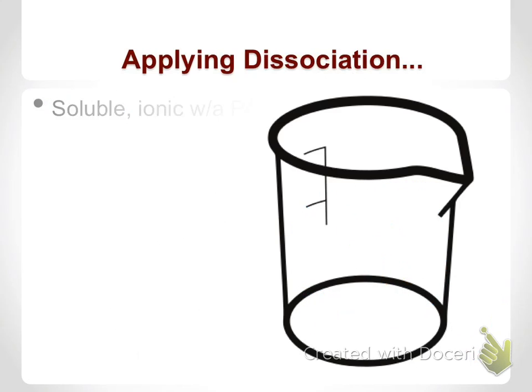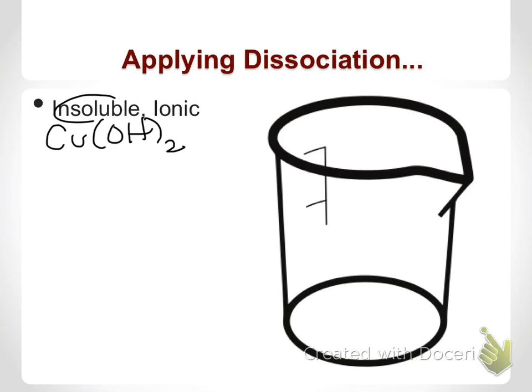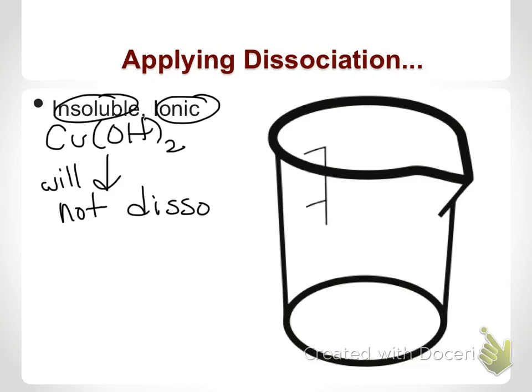Alrighty, moving on here. Let's talk about an insoluble ionic compound. So something like, again, on your solubility chart, you might have something like copper hydroxide. Now, if it's insoluble and it's ionic, that means it's not going to dissociate. So this is a very simple process to draw.